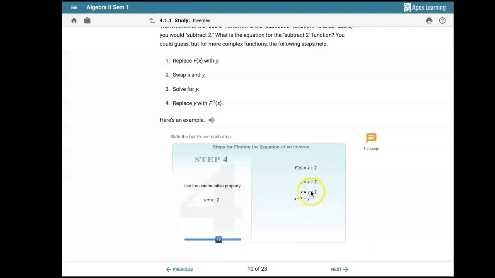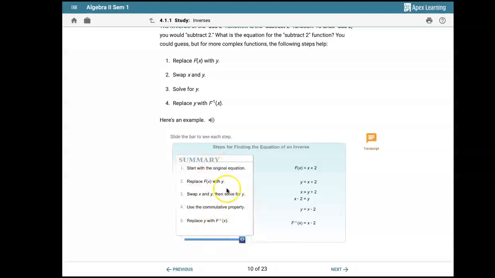So what we did was we moved that 2 to the other side. So instead of plus 2, we are now subtracting 2. Okay. We use the commutative property. By that, we mean we just flip. So instead of x minus 2 equals y, we now have y equals x minus 2. All right, and then the final step there is we replace our y with f to the power of -1 of x, right? Making it look like a function and not like an equation. So now we replace our y with f to the power of -1, and again, there's our summary of our steps here, okay? Moving forward.